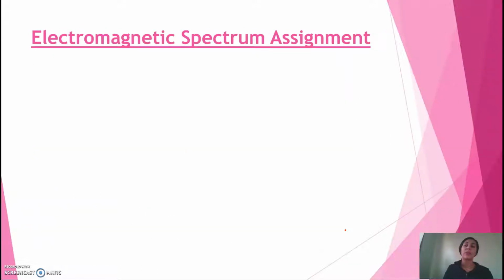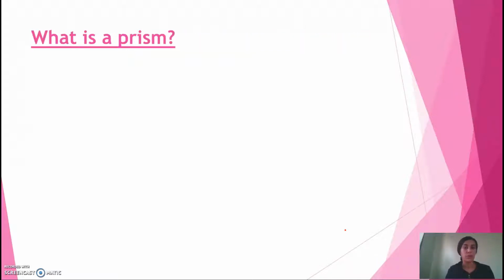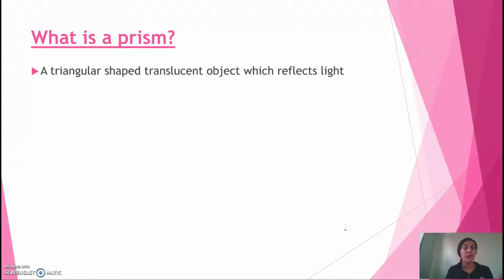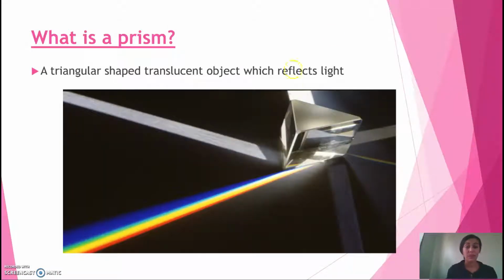In class, we're going to be doing an electromagnetic spectrum assignment, and when we're done, we will jump into what a prism is. So let's go through that right now. A prism is a triangular-shaped translucent object that looks like this, and it reflects light. So when you're shining a white light through it, it can split the white light into all of the colors in the visible spectrum. Roy G. Biv: red, orange, yellow, green, blue, indigo, and violet.